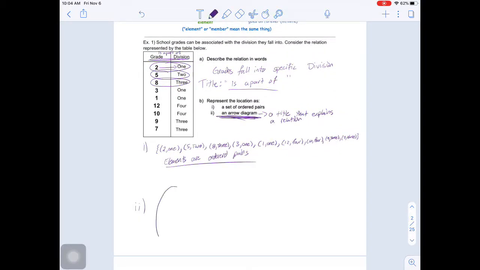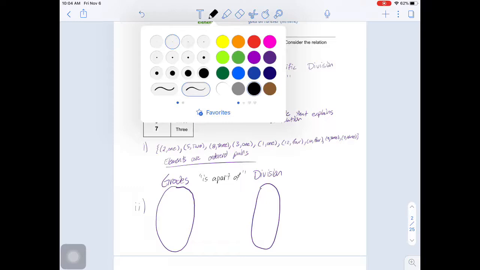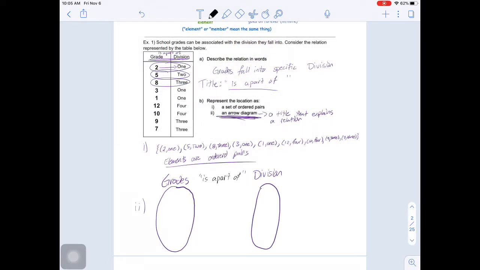So I'm going to put a circle here that represents everything that is a part of my grades. So this will be my grades. Then I'll put another oval here, and make sure you give yourself enough room here, and this will be my division. And then what's my title going to be? So my title will be grades blank is a part of division blank. So now let's write out all of our elements here inside my grades. So the elements would be 2, 5, 8, 3, 1, 12, 10, 9, and 7.